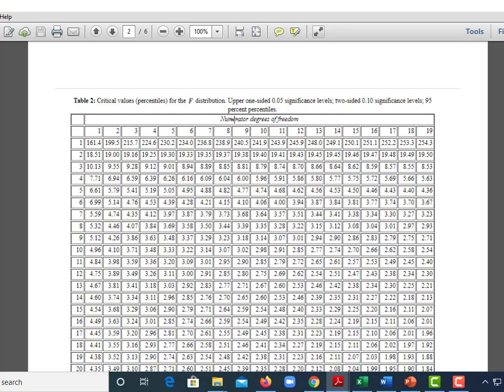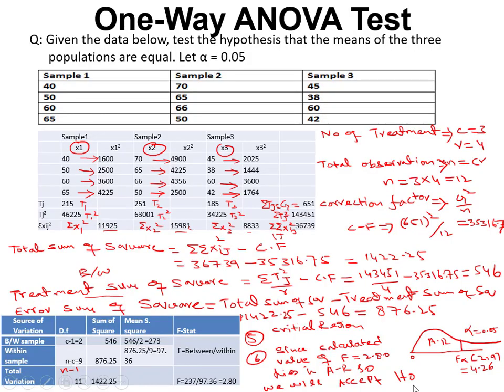So this is the numerator degree of freedom, for between, and these are the degrees of freedom for within. We are looking for 2 and 9. So you can see this is 4.26. This will be the threshold for the acceptance region and rejection region. We will write this in the graph. So we just write 4.26.